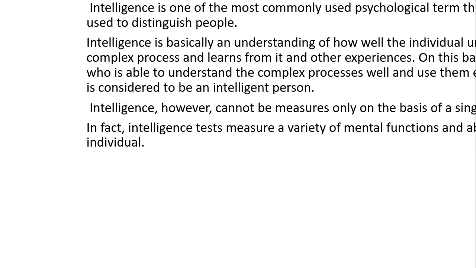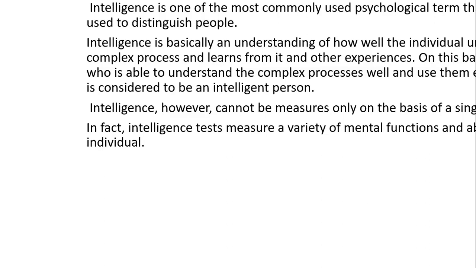So then intelligence is one of the most commonly used psychological terms that is used to distinguish people, as I told you. There are students with high IQ rate, students with average IQ, then lower IQ. So we can divide them. We can categorize them using an intelligence test. Intelligence is basically an understanding of how well the individual uses complex processes. How they understand complex processes is the term by which we measure intelligence.